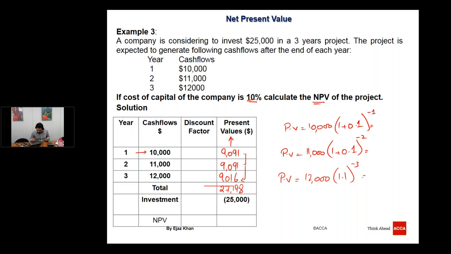27198 represents the maximum that this company should invest in this project to earn its minimum required rate of return, that is 10%. But the actual required investment is 25,000, which is less than the maximum the company should be investing. So what's the difference? 2198 positive NPV, and since the NPV is positive, the company should go for this project. Got it?